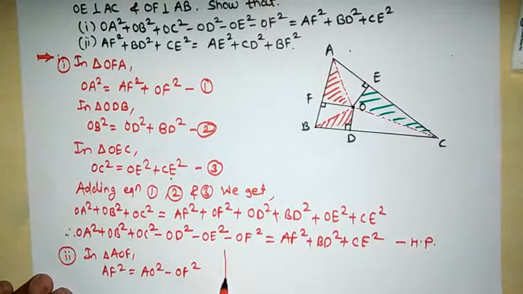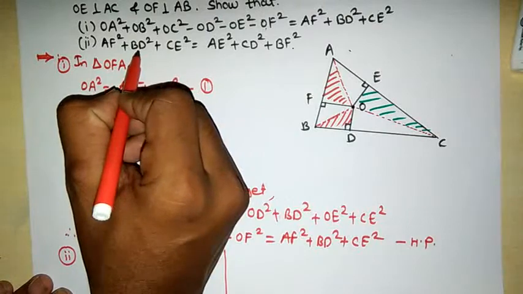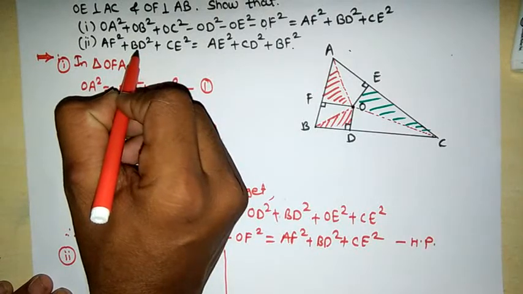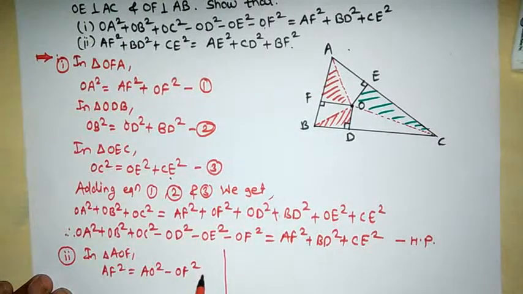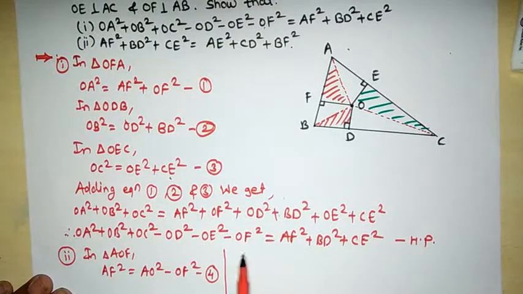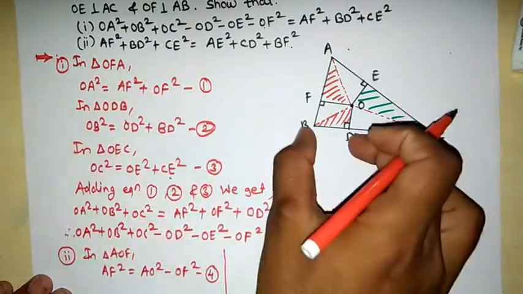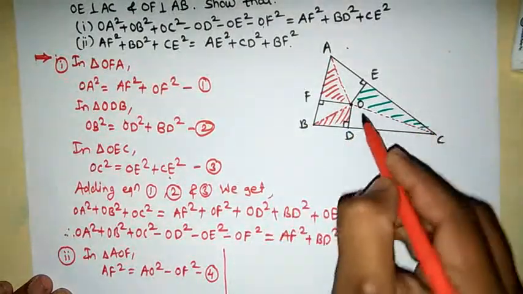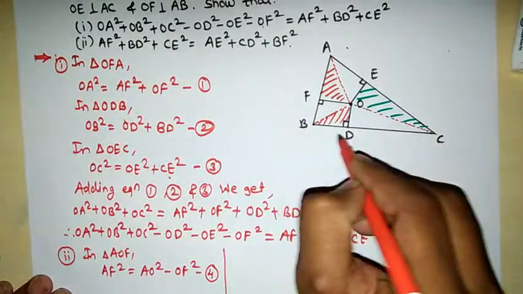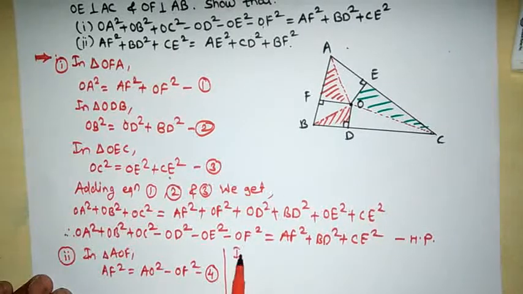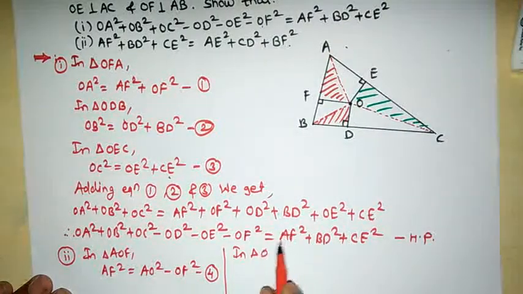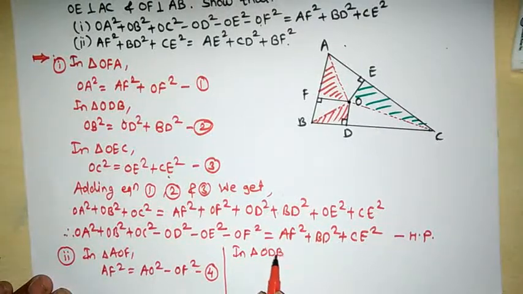I will write here, and mark this as equation number 4. And what we want in the second proof? We want BD square also. In which triangle will we get BD square? In triangle ODB we will get BD square.